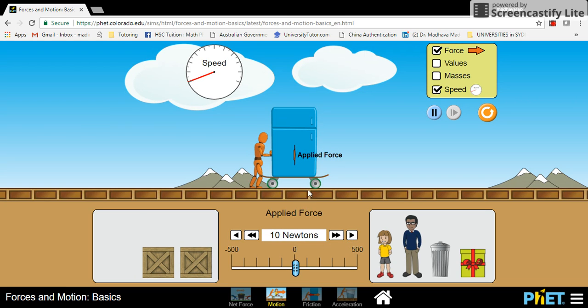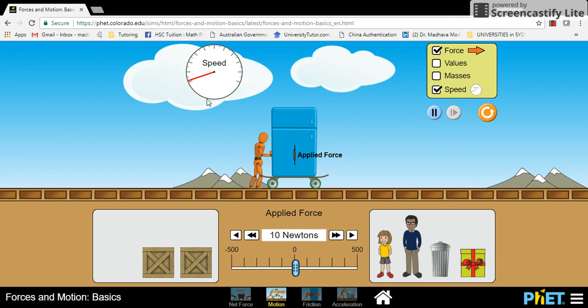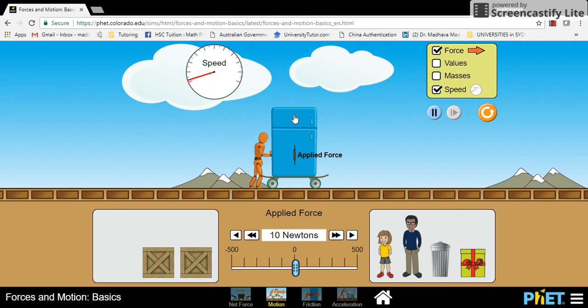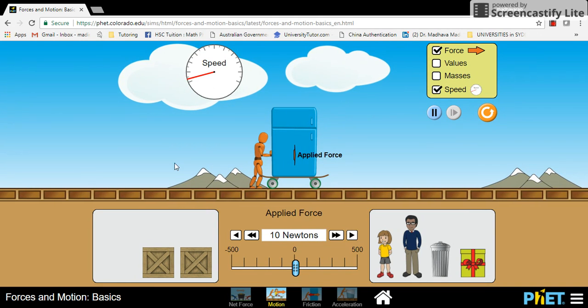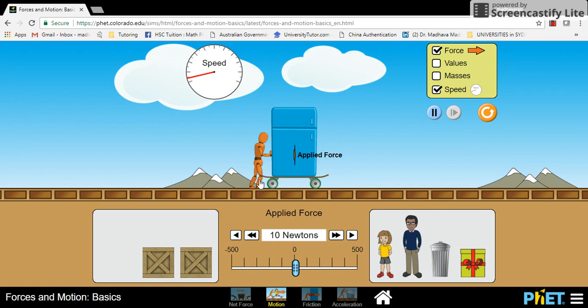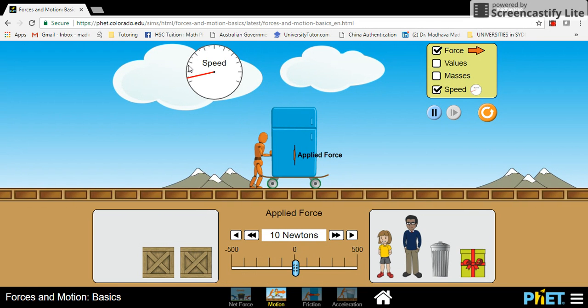Now, if you apply only 10 newtons of force, do you think this body will move? Yes, it will move. And do you think it will gain speed as we go along? Yes, it will, because even though the force is very small, what is the effect of force? The effect of force is to create acceleration. So even though I don't increase the force, the speed of the object will keep on increasing.